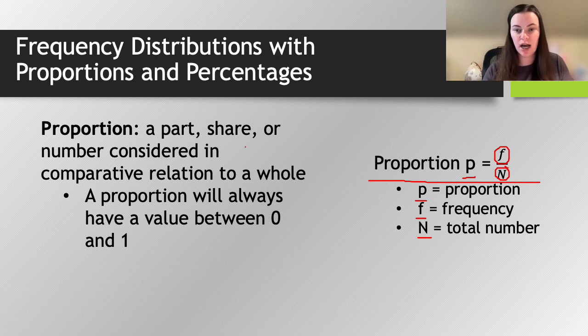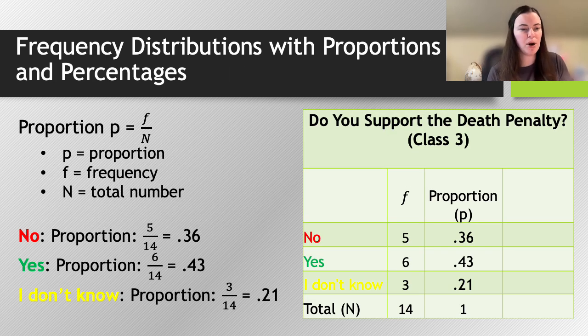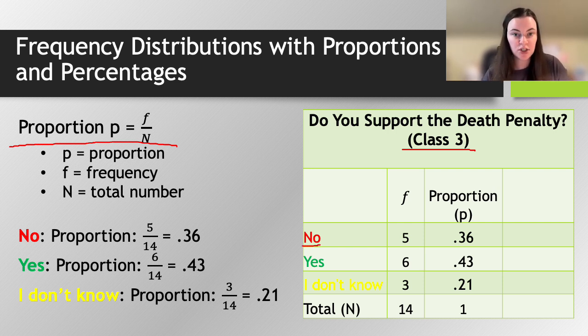So let's look at this in context. Again, I borrowed over here our proportion formula from the last slide, so this is what we'll keep in mind as we're calculating each of these. So if I was interested in calculating the proportion or the share of individuals in class 3, which is what we're going to be taking a look at here for the next couple slides, and if I wanted to know this share that said, no, I do not support the death penalty, all I have to do to calculate that proportion is take my frequency value, or again, that raw value, and divide it by our total.